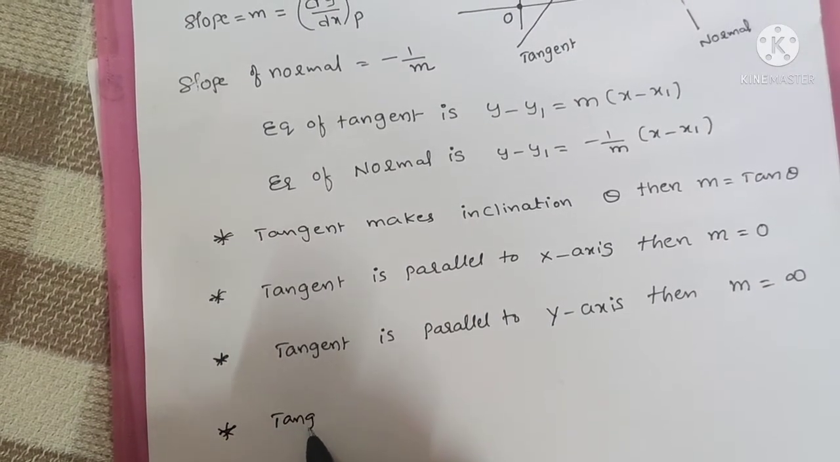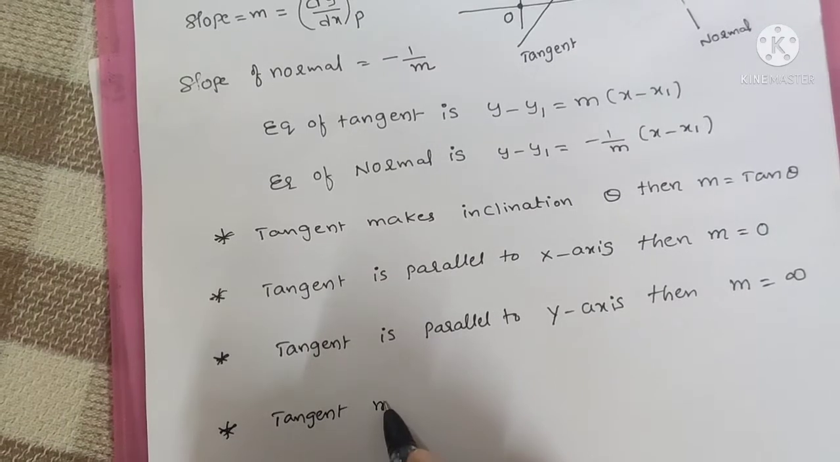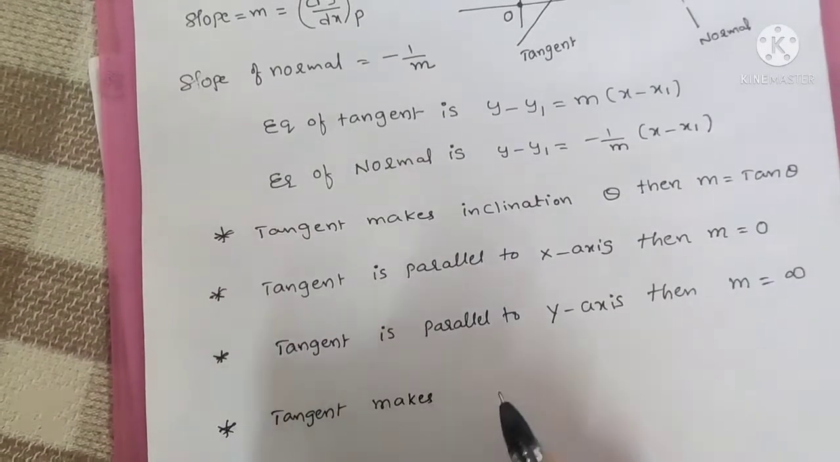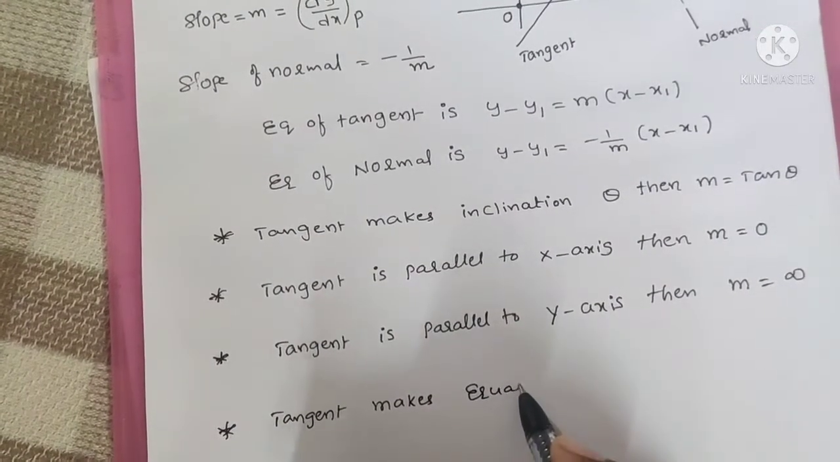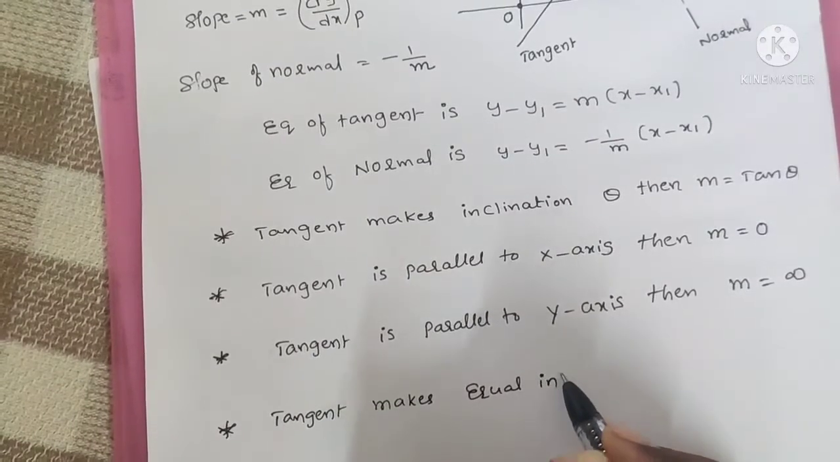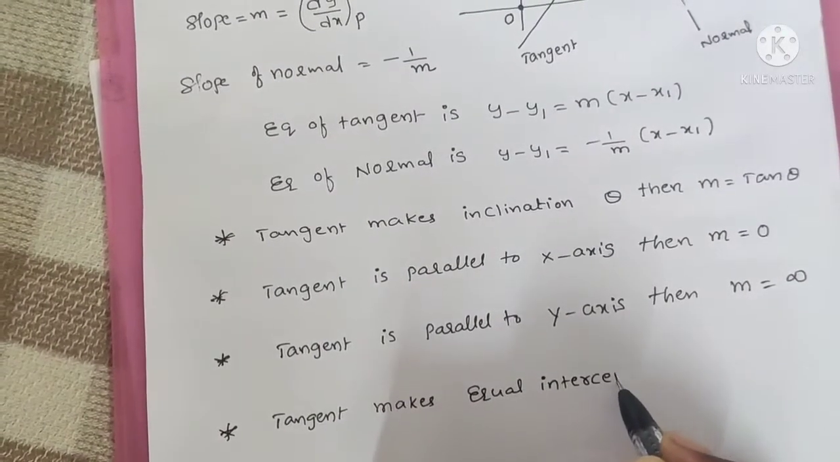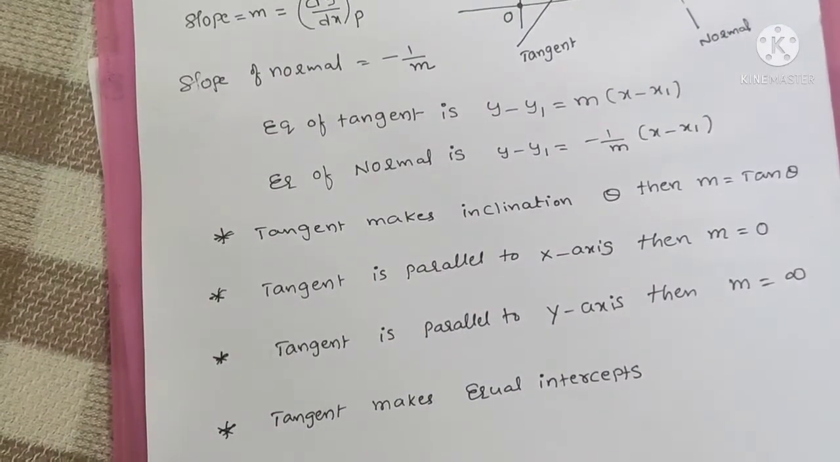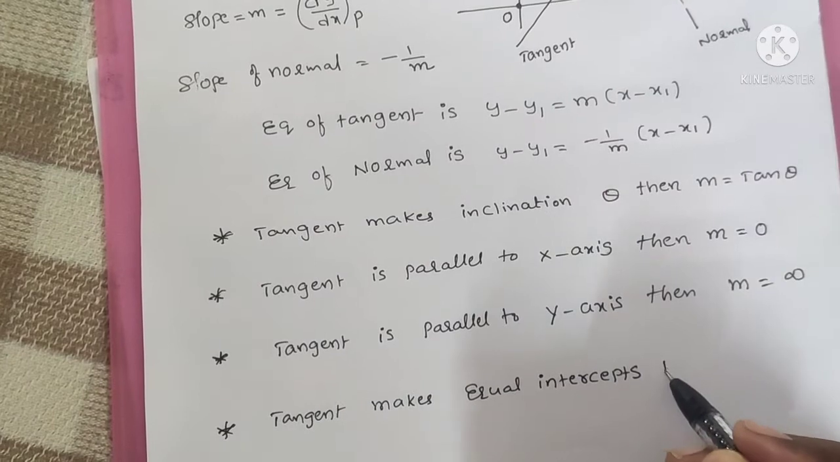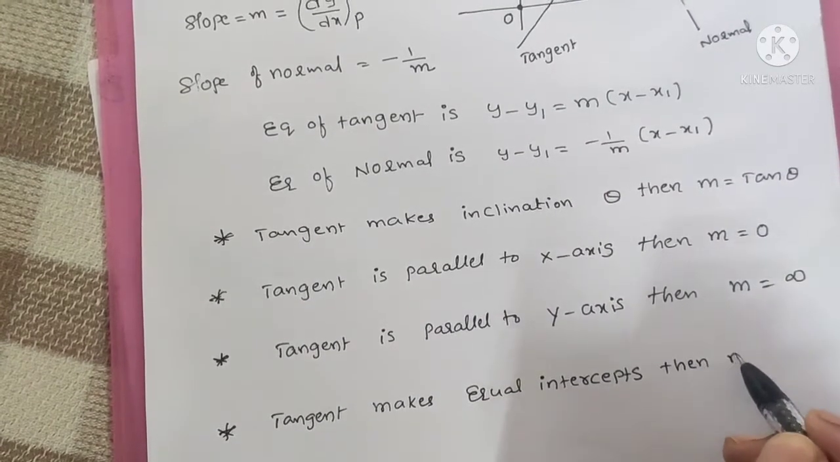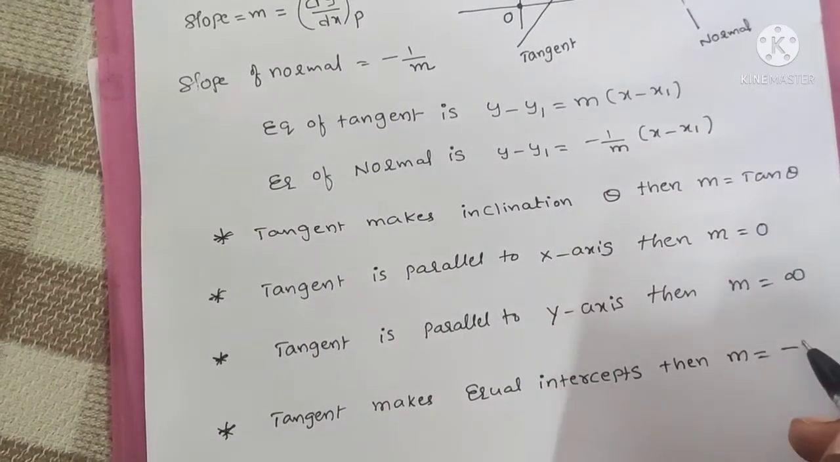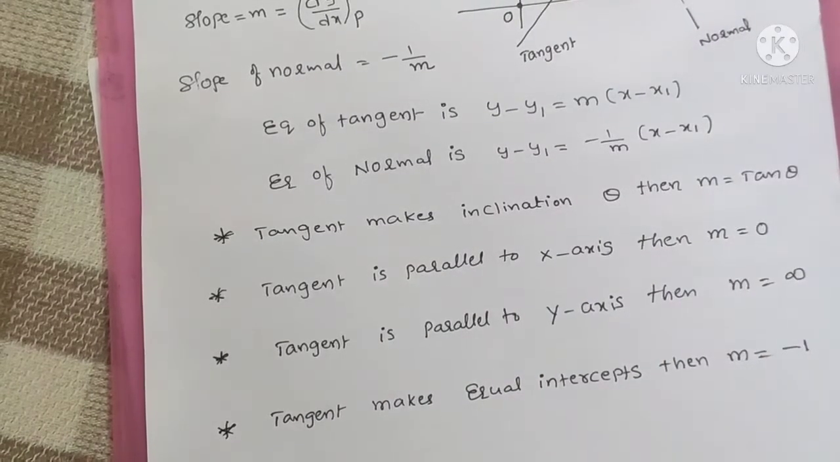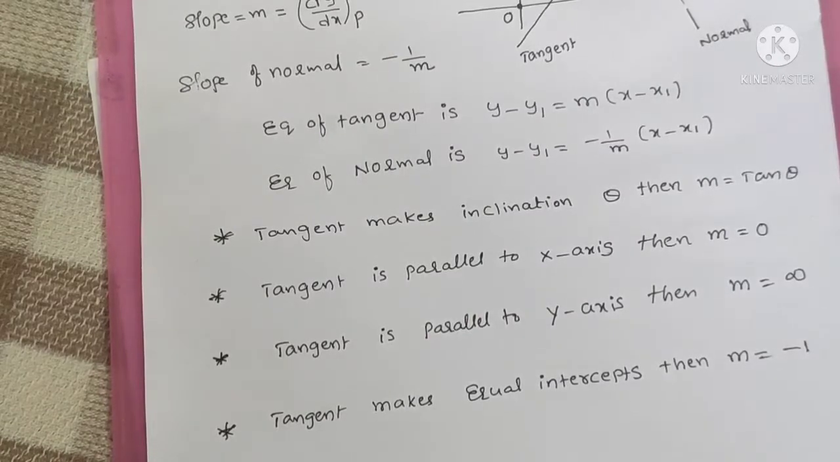Next, tangent makes equal intercepts. That is nothing but x-intercept and y-intercept both are equal. In this situation, the slope is equal to -1. So this is the next point.